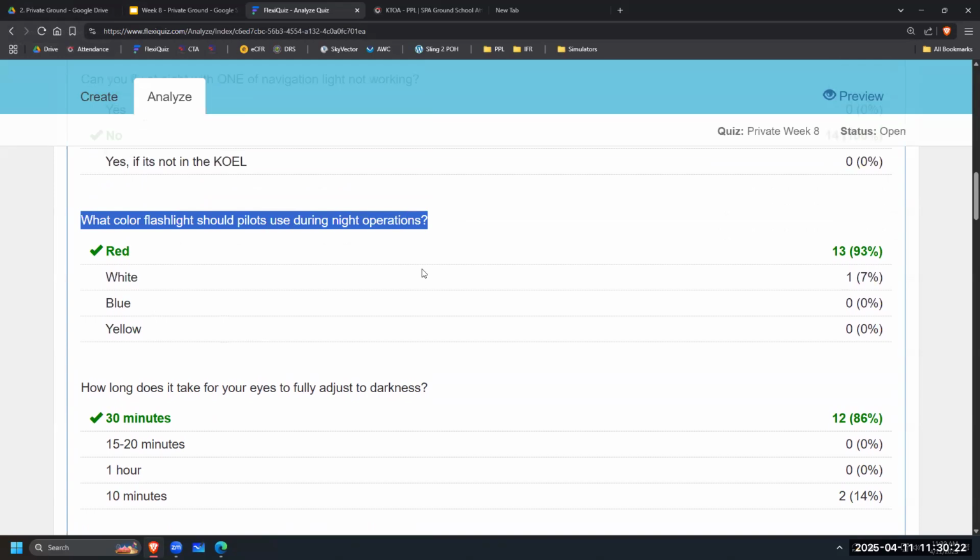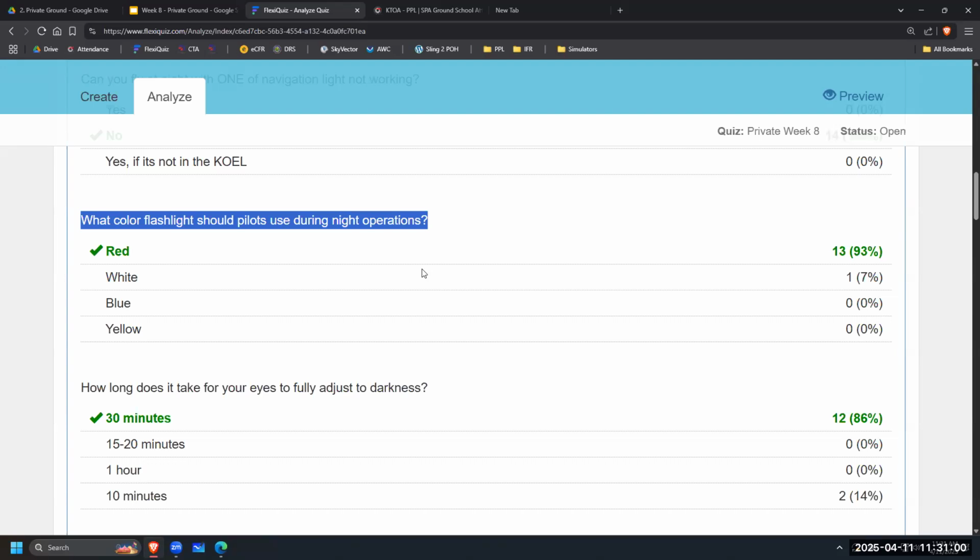What color flashlight should pilots use during night operations? Who chose white? Anybody know who chose white? White, anyone? It's red for the operation in the plane. How do you pre-flight a plane? Why is it white? So you can see fluid colors. If you use red light and the hydraulic fluid is red, you cannot really see it. So that's why you still use white during the pre-flight.